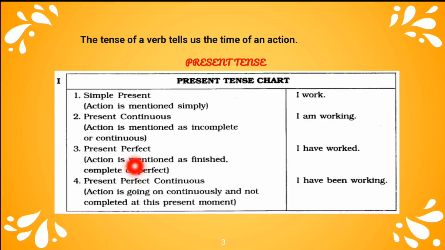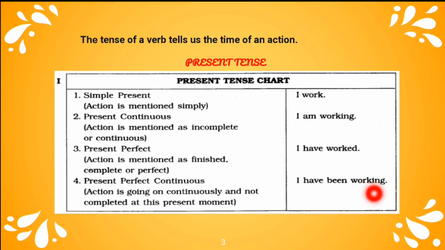Now let's see the first child of present tense, that is simple present tense. Where we have to use simple present tense and how to use it. Let's see the first one. Simple present tense is to express what is actually taking place at the present moment. For example, the action which is actually taking place at the present moment.